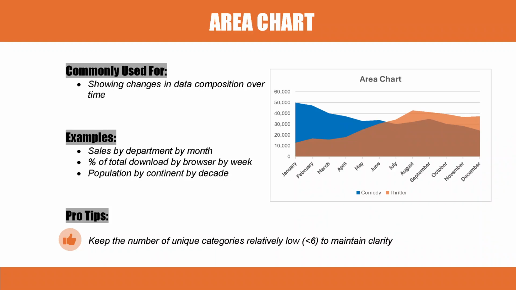In this lecture, we are going to learn fully about the area chart. Area chart is commonly used for showing changes in data composition over time. For example, it can be used to visualize data for sales by month, percentage of total views of your video by week, or population of continent by decade, etc.